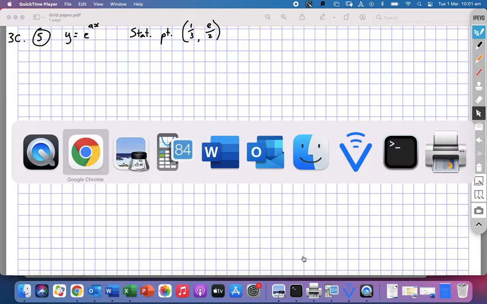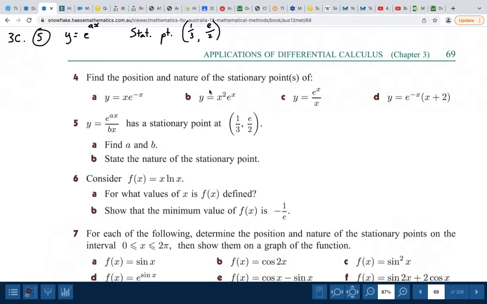See question 5 here. We have a function e to the power of ax divide b to the x, and we know it has a stationary point which is given. We need to find a and b. State the nature of this stationary point as well.